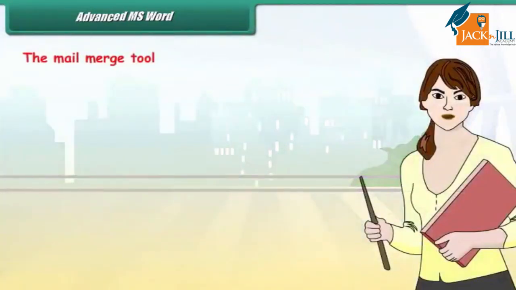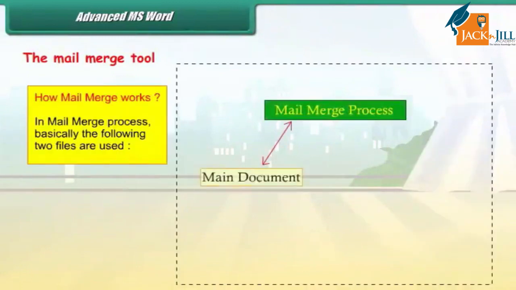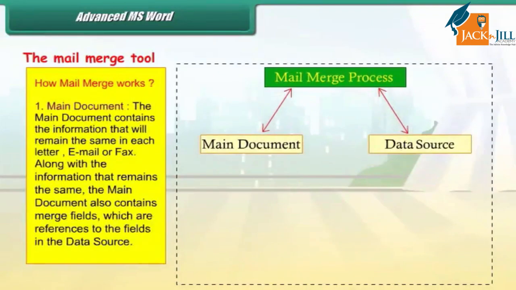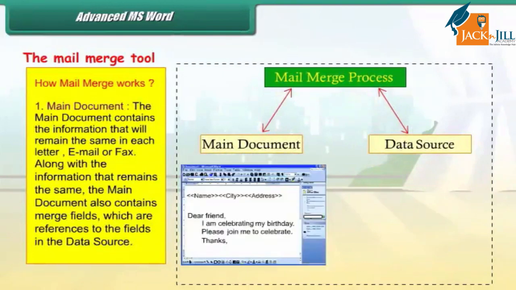How Mail Merge works. In Mail Merge process, basically the following two files are used. Main document. The main document contains the information that will remain the same in each letter, email or fax. Along with the information that remains the same, the main document also contains merge fields, which are references to the fields in the data source.